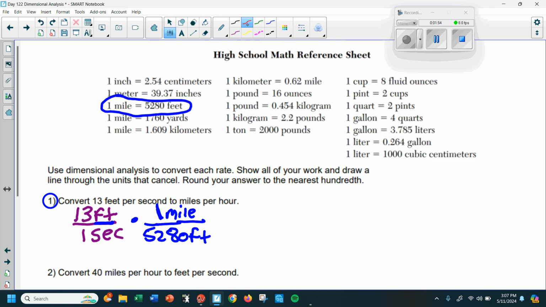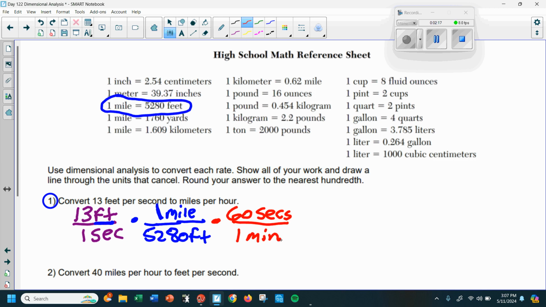But before we can do that, let's get seconds into minutes. So we ask ourselves, how many seconds are in 1 minute? And there's 60 seconds in 1 minute. But again, since seconds is on the bottom, we have to put the next seconds on top. So we're going to put the 60 seconds is 1 minute.